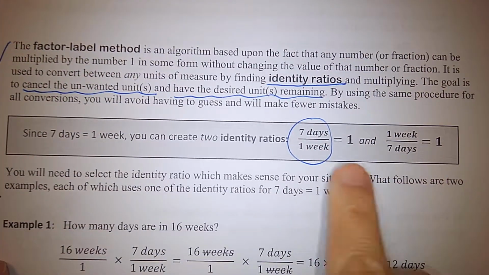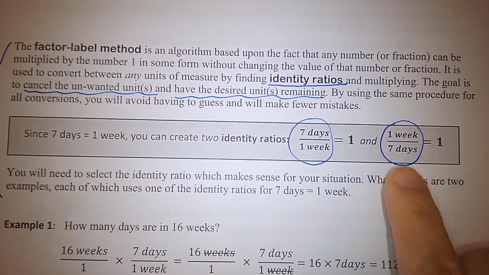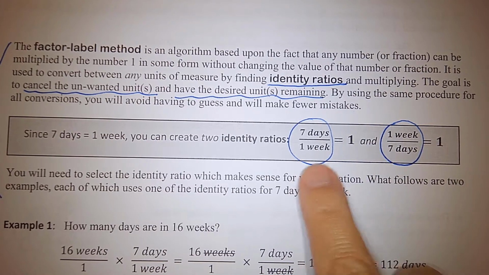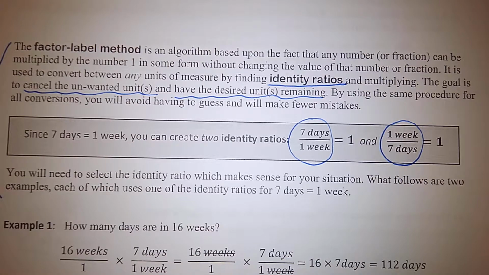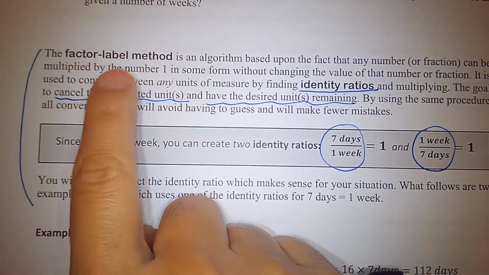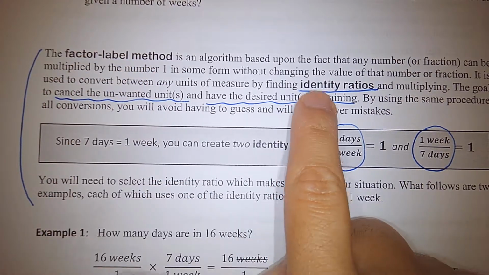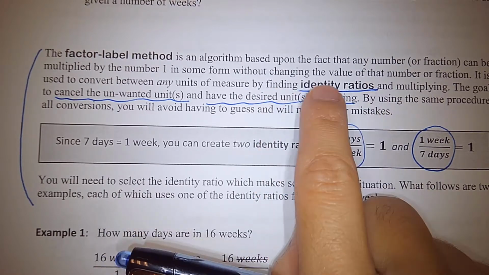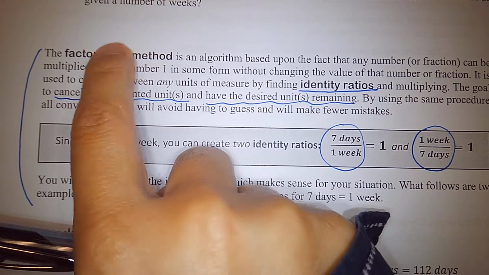And so this is one identity ratio. This is also an identity ratio. See, 1 week out of 7 days also equals 1. It's an identity ratio. So it depends on which one we're going to use for our specific question. So this is an identity ratio, and this is the so-called factor label method. Or sometimes I call any questions by using identity ratios identity ratio problems or identity ratio methods. So we don't have to remember this name.